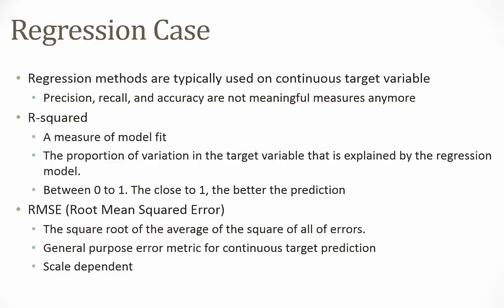For regression models, there is something called R squared. It's a measure of model fit. The higher the R squared, the better the model. It actually tells you about the proportion of variation in the target variable that is explained by your regression model. So the higher the R squared, the higher that proportion of variation, and the better your model.